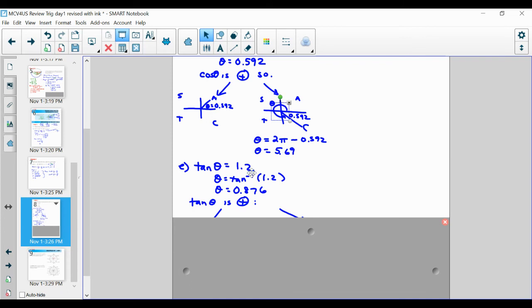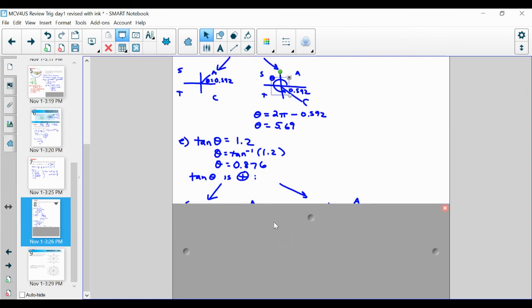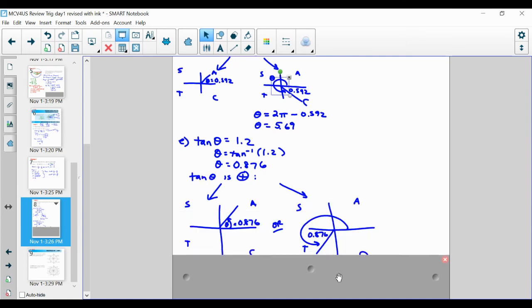So tan of theta equals 1.2. If I want to know the initial value of theta, or the reference angle, I'm going to take tan inverse on my calculator and get 0.876 radians. Because tan is positive, I know that there are two options. Either tan will be in the quadrant 1 where all ratios are positive, or it'll be in quadrant 3 where only tan is positive. That 0.876 either goes between this terminal arm and the x-axis, or between this terminal arm and the x-axis.